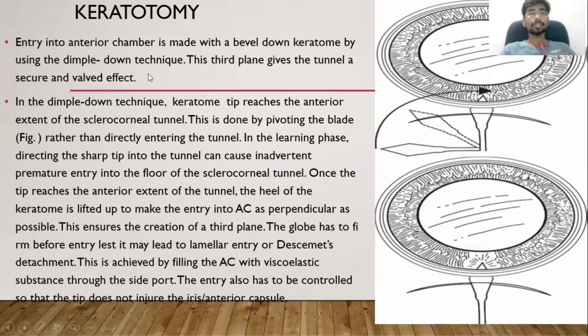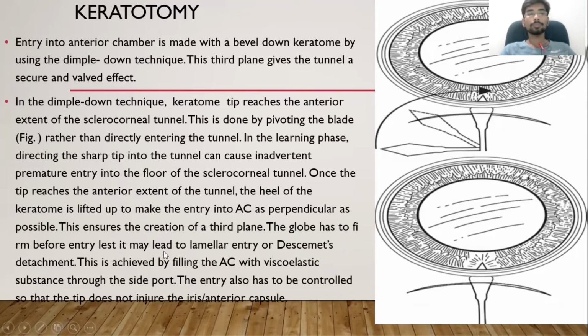Keratotomy. Entry into the anterior chamber is made with bevel down keratome by using simple dimple down technique. This third plane gives the tunnel a secured and valid effect. In the dimple down technique, keratome tip reaches the anterior extent of the tunnel. This is done by pivoting the blade rather than directly entering the tunnel. In the learning phase, directing the sharp tip into the tunnel can cause inadvertent premature entry into the floor of the tunnel. Once the tip reaches the anterior extent of the tunnel, heel of the keratome is lifted to make entry into the AC as perpendicular as possible.